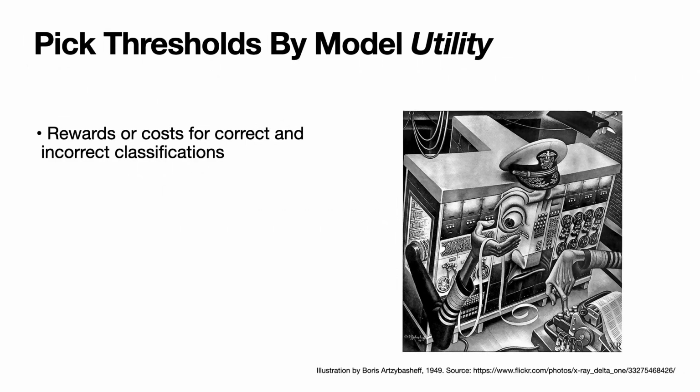By utility, we mean that you assign rewards and costs to a model's correct and incorrect classifications. In general, a different cost or reward to true positives, false positives, and so on. Basically, utility expresses how much it costs when you make a mistake or when you miss an opportunity.